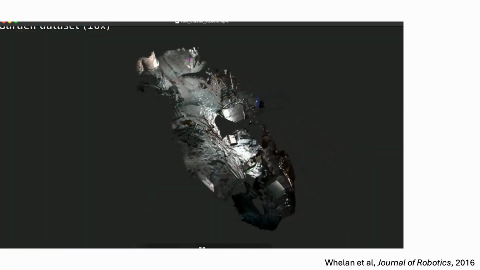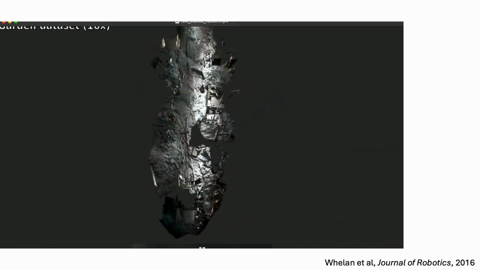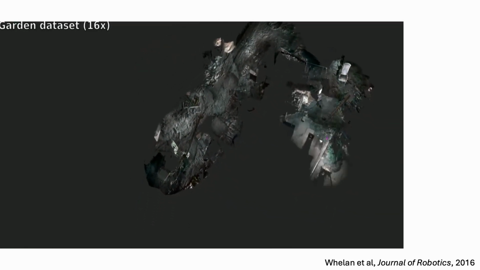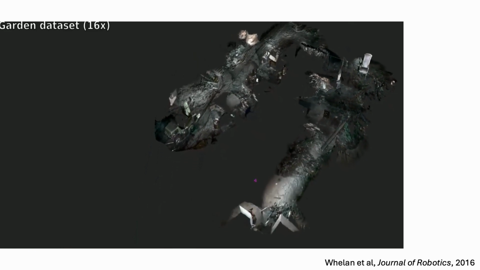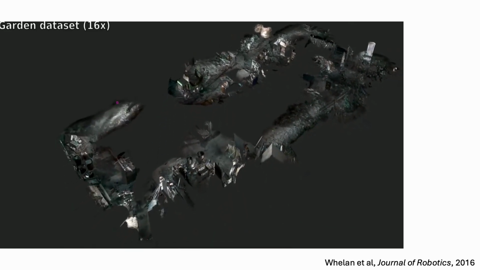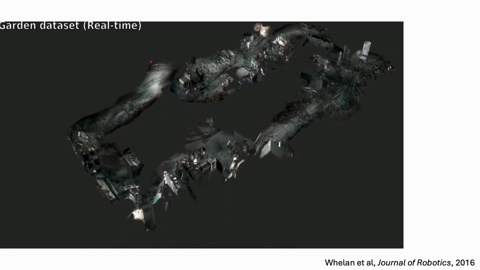What you see is that as the camera moves around, it pastes 3D information onto a world-based 3D model of the scene. So the camera keeps moving, but the canvas, if you like, the thing that it's pasting that information onto is stable.